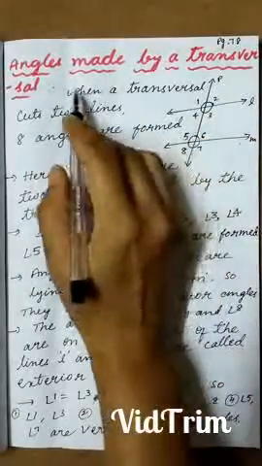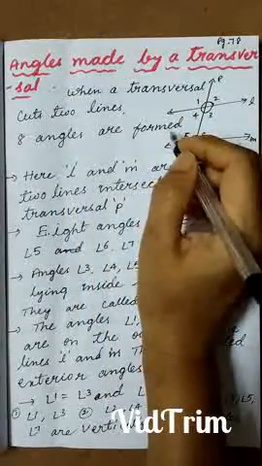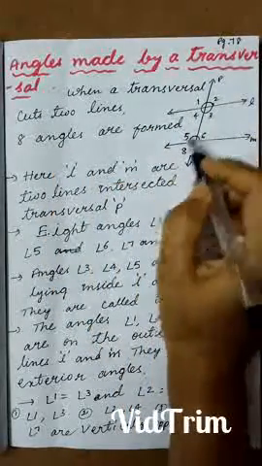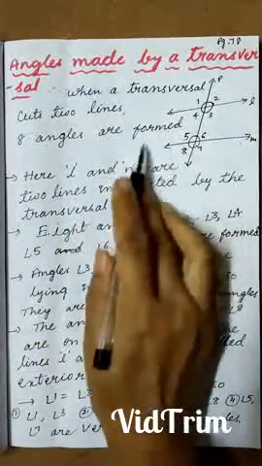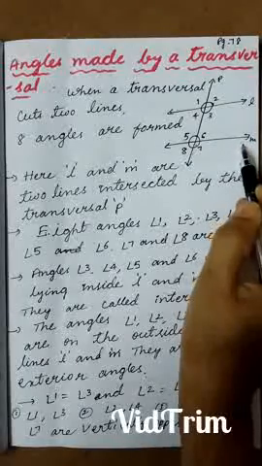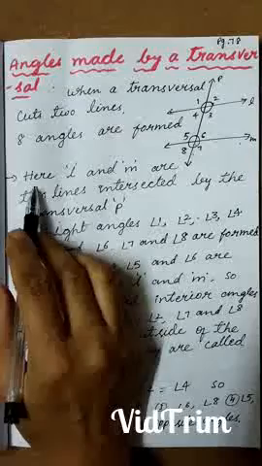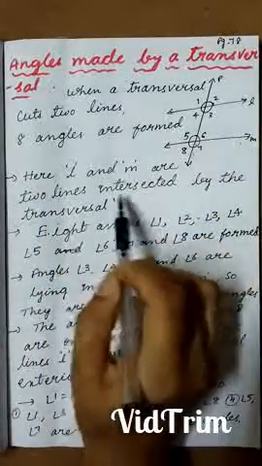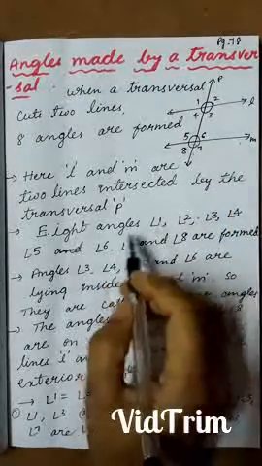For this transversal we are getting some angles. What are those? Let us discuss. When a transversal cuts two lines, we are getting 8 angles. How? L and M are two lines intersected by the transversal P, as we just discussed. So what are we getting? 8 angles. What are those?